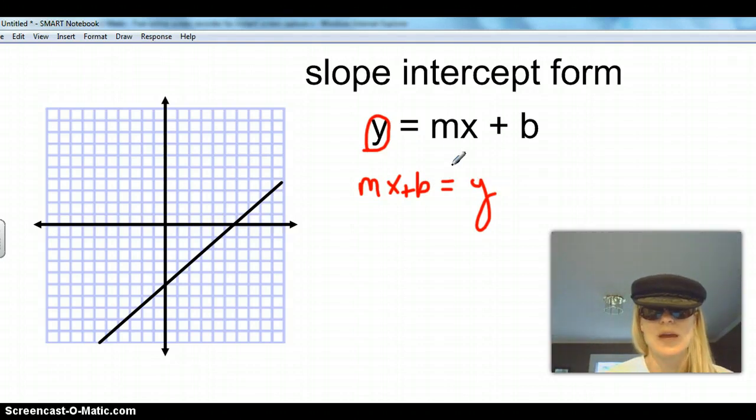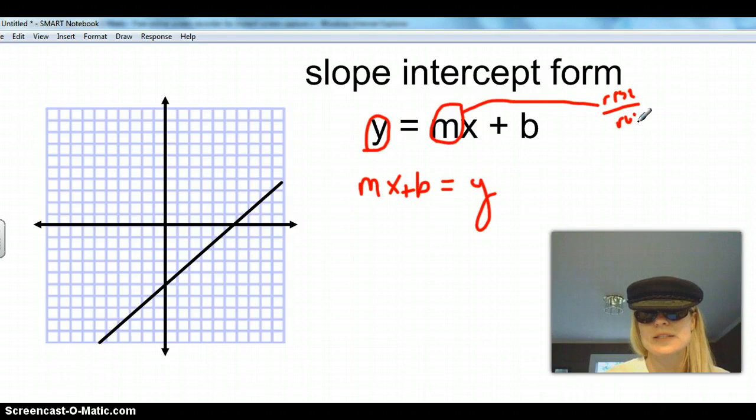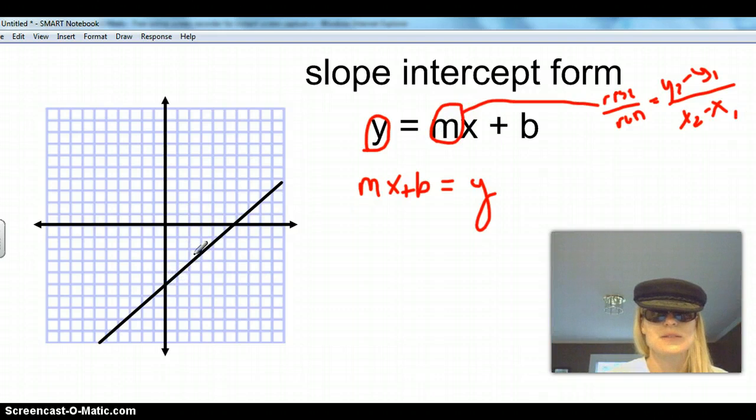And then we have m. M, you should remember, stands for your slope. And as we've discussed the last couple weeks, it's your rise over your run. It can also be called your rate, your constant rate. It can be y2 minus y1, which is your change in y's over your change in x's. There's lots of different ways to talk about it, but really your slope is just the rate at which it rises and runs, or increases and moves across, okay?